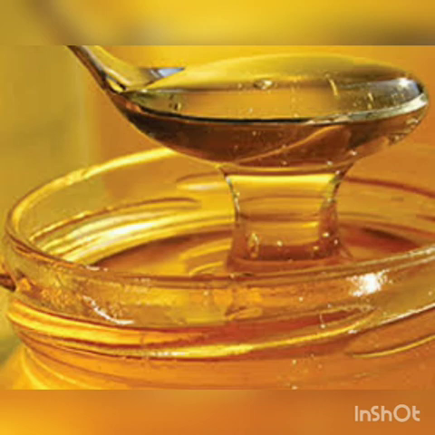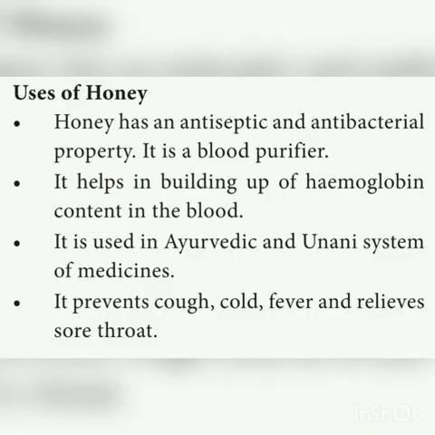Formic acid. Okay, so what are the uses of honey? Honey has antiseptic and antibacterial properties. Antiseptic prevents us from becoming septic, and it kills bacteria. It is a blood purifier. It helps in building up the hemoglobin content in the blood. It increases the hemoglobin content in our body. It is used in Ayurvedic and Unani medicines. Ayurvedic and Unani medicines are taken mixed with honey.